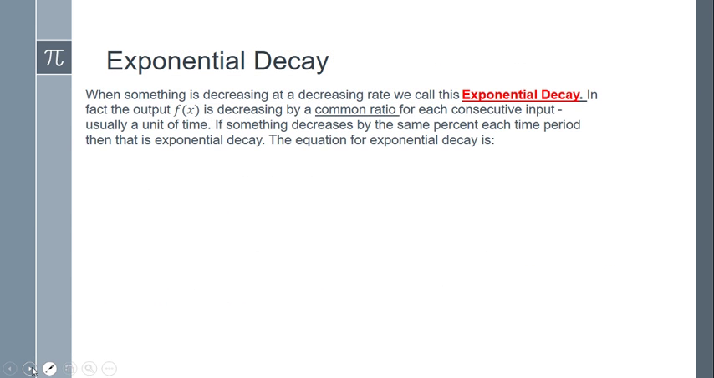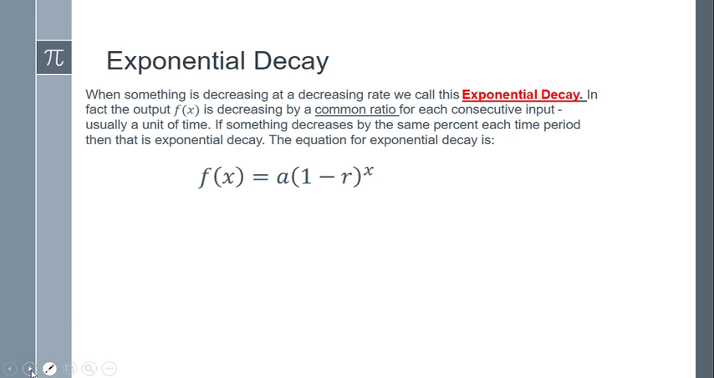Now let's talk about exponential decay. When something is decreasing at a decreasing rate, we call this exponential decay. In fact, the output, which we call f of x, is decreasing by a common ratio for each consecutive input. And usually that input is time. If something decreases by the same percent each time period, then that's called exponential decay.